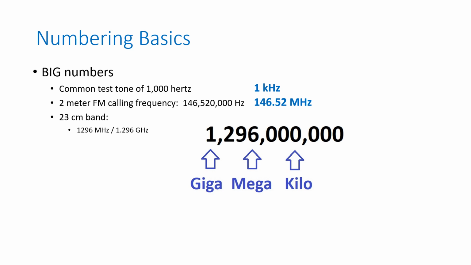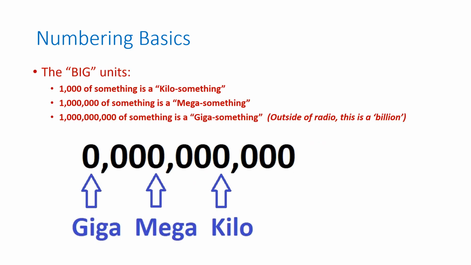You want to learn these three abbreviations today, right away. Get them down so you're very comfortable with them. Oh, one more thing. Outside of science, a giga is a billion, but we never say a billion. Now there's some other bigger abbreviations, but we don't deal with those in radio, so I'm going to keep going. You now have the three abbreviations for big numbers.